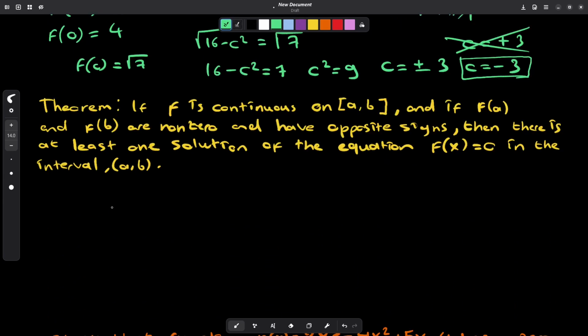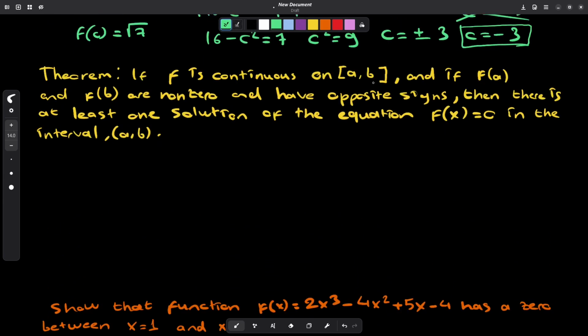Our next theorem: if f is continuous on [a, b] and if f(a) and f(b) are non-zero and have opposite signs, then there is at least one solution of the equation f(x) equals 0 in the interval [a, b]. Another nice theorem, another existence theorem. As usual, we need to ask the question, why? Why is this telling us that? How can we come up with that conclusion?